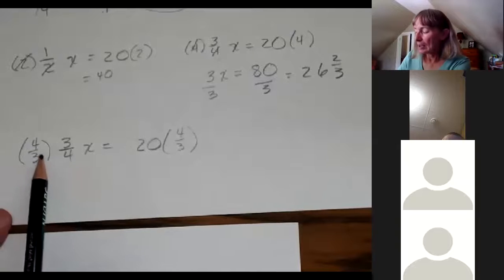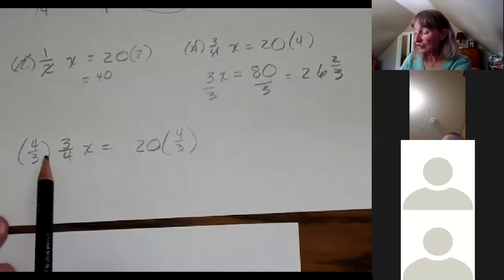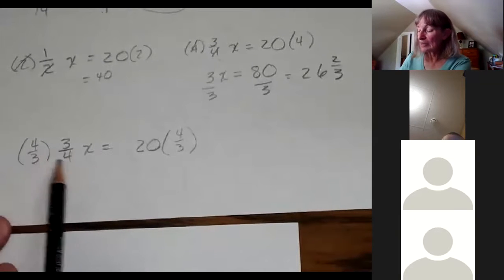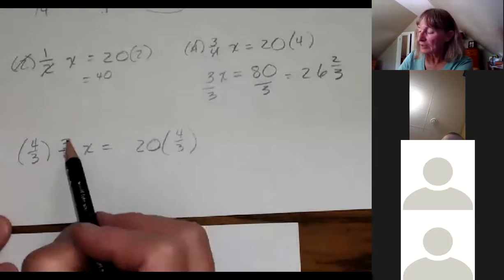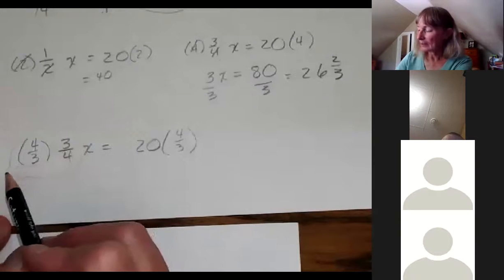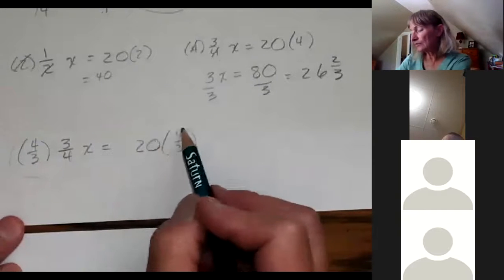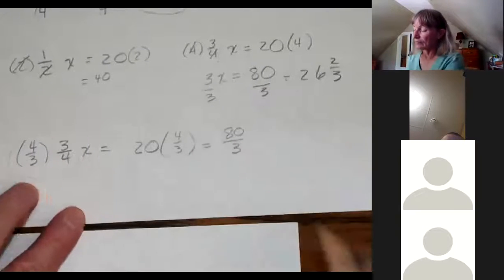So if you know how to multiply fractions, you know that this ends up being 12 over 12 or 1. So this whole thing cancels itself out. And then we have to go 20 times 4 divided by 3, which is 80/3.